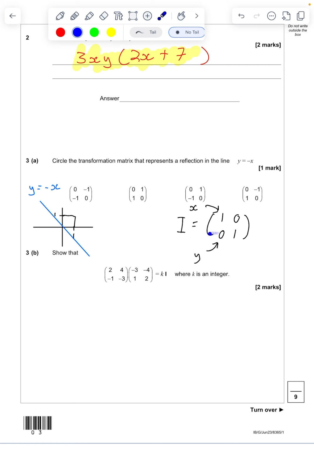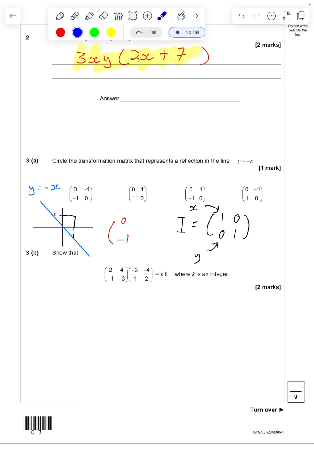So the point 1, 0, okay, that is this point down here, 1 across, 0 up and down. If you reflect it in this blue line here, that's going to end up being this point. It's going to reflect to go down here, which is going to be the point 0, minus 1. So the point 1, 0 would end up becoming 0, minus 1. So we can change that to become 0, minus 1.